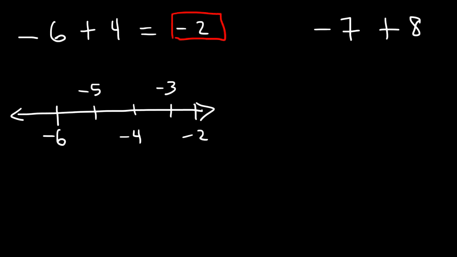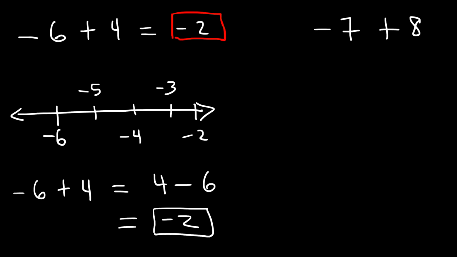By the way, you can reverse the numbers if you want. Negative 6 plus 4 is the same as positive 4 minus 6. But you don't have to put the positive in front. Now 4 minus 6, intuitively, you can see that this is going to be negative 2. Now what about negative 7 plus 8? That's equal to 8 minus 7, which is going to be positive 1.